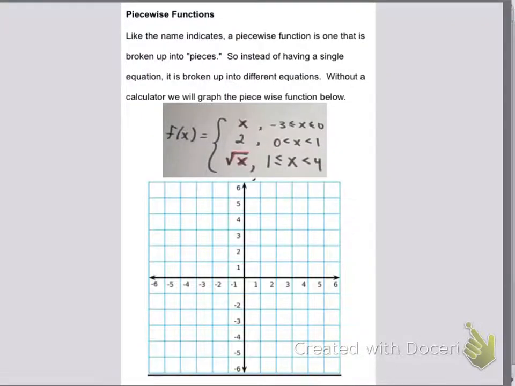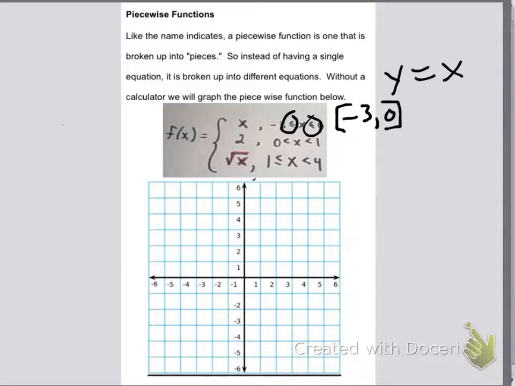Okay? Last one, piecewise functions. A piecewise function is one that is broken up into pieces. So instead of having a single equation, it's broken up into different equations. Without a calculator, we are going to graph the piecewise function below. Now this isn't very hard, guys, okay? This is the interval -3 to 0. And they're bracketed because of those signs right there. So, in that interval, f of x equals x. So that's the same thing as saying y equals x.